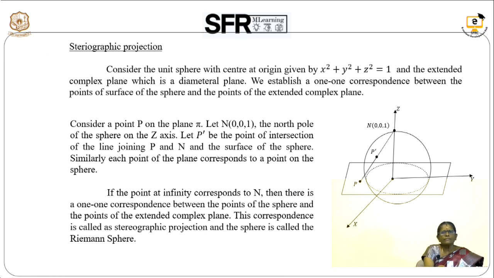If the point at infinity corresponds to N, then there is also a one-to-one correspondence between the points of the sphere and the points of the extended complex plane. This correspondence is called a stereographic projection, and the unit sphere is called the Riemann sphere because we have taken the sphere in three-dimensional space. Now we have found the one-to-one correspondence between the points of the extended complex plane and the points of the sphere. This sphere is called a Riemann sphere.